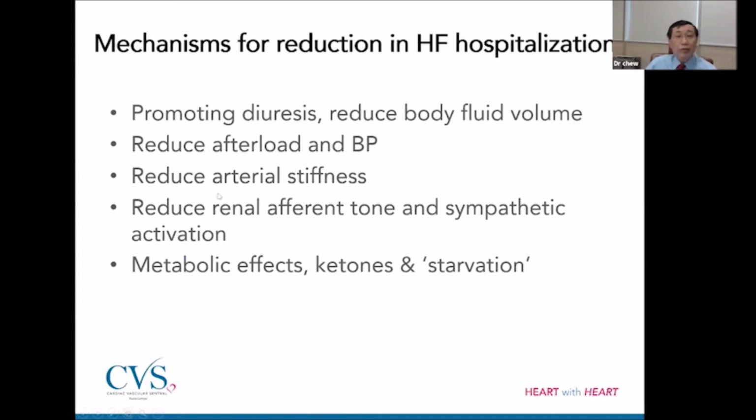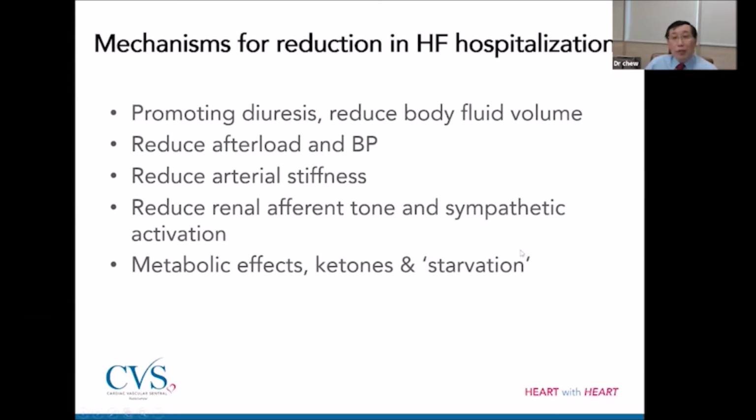It could be there is a reduction in arterial stiffness. It also reduces renal afferent tone and sympathetic activation, so it may have some effect on the renin-angiotensin-aldosterone and sympathetic systems. It could also be because of metabolic effects, because with loss of glucose, there's a switch to fatty acid metabolism, the use of ketones. Some people believe that there could be starvation mimicry, so it resets the body's metabolism.